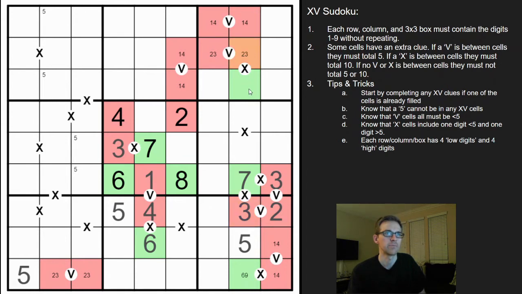And then we can do the same thing up here. This green cell's got to be a 7 or 8, and because of the 7 below it, that makes this an 8. That's going to be a 2. That's going to be a 3. So that is really helpful.